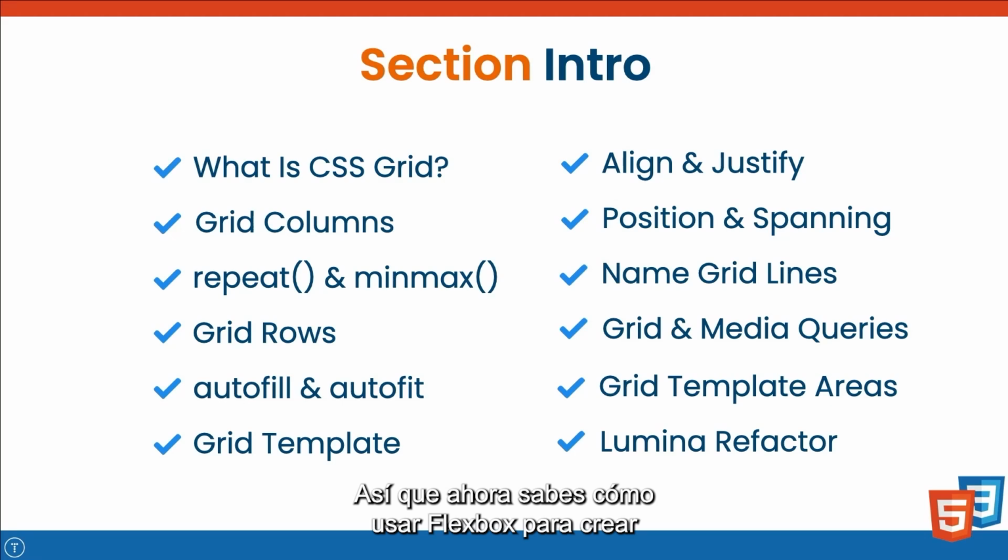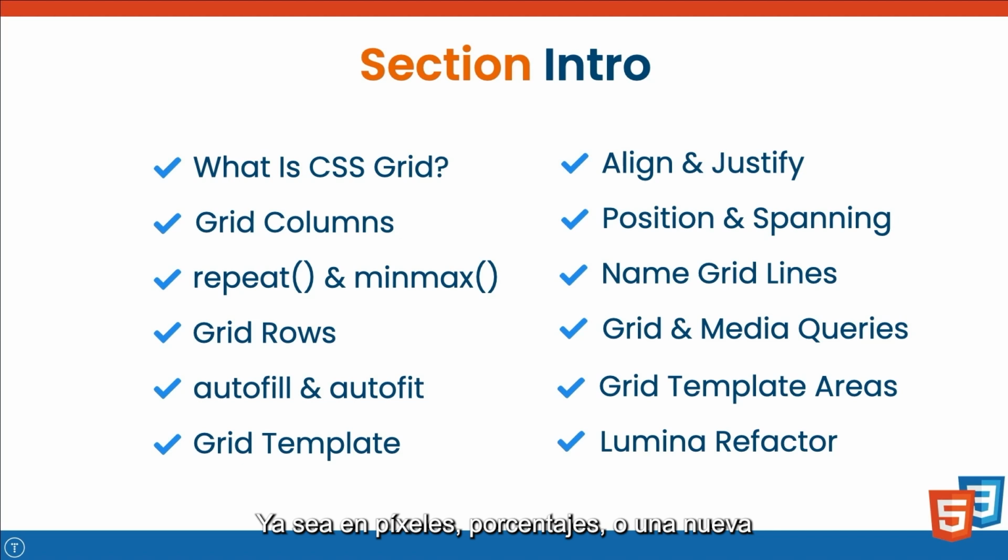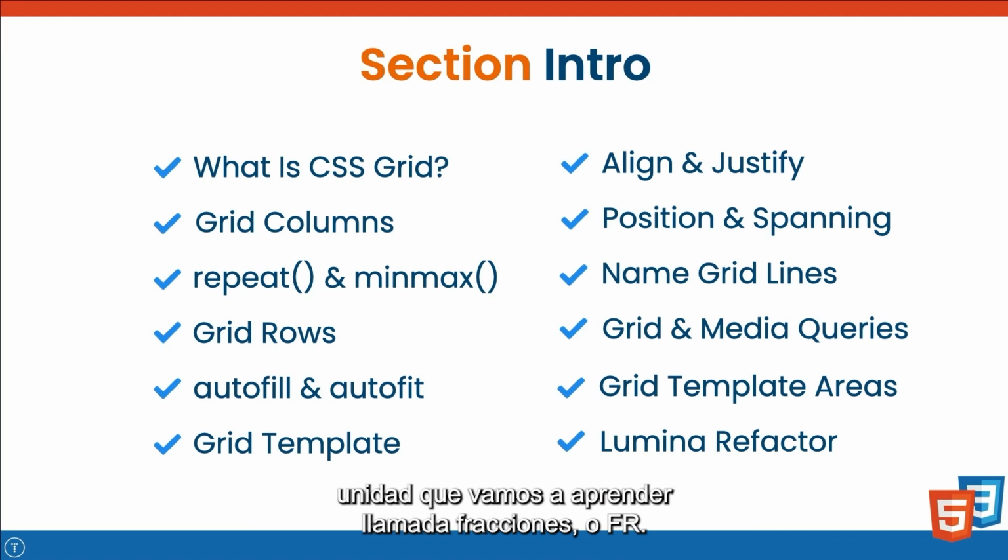So you now know how to use Flexbox to create one-dimensional rows and columns, which is great. But there's another tool, another layout model called CSS Grid, that allows you to create layouts that are a little more complex because it's two-dimensional. You have complete control over columns and rows. So we have properties like grid-template-columns and grid-template-rows that allow you to specify exactly how many rows and columns you want and exactly how wide you want them, whether that's in pixels, percentages, or a new unit that we're going to learn called fractions, or fr.